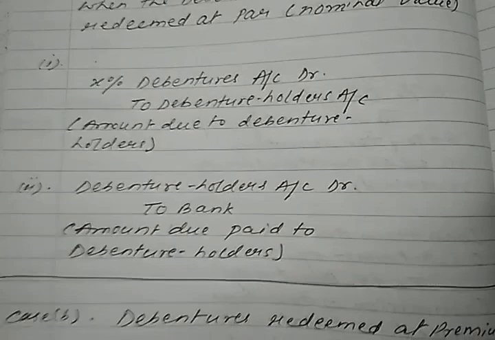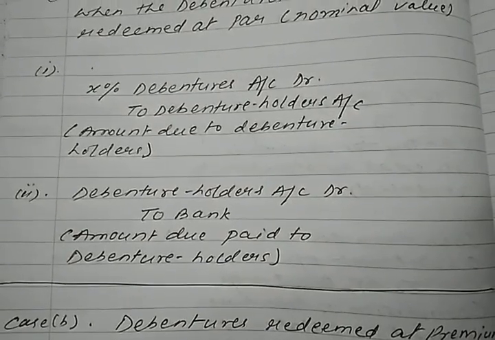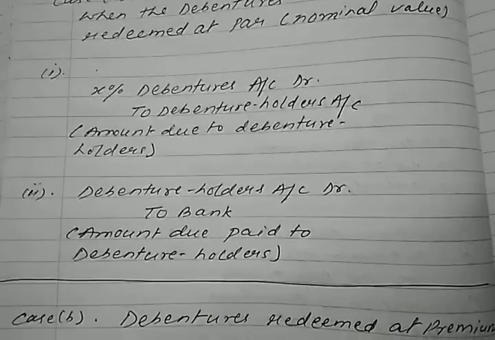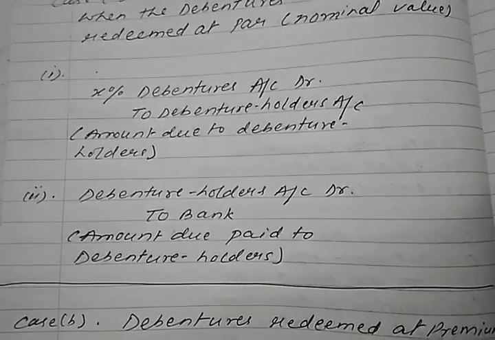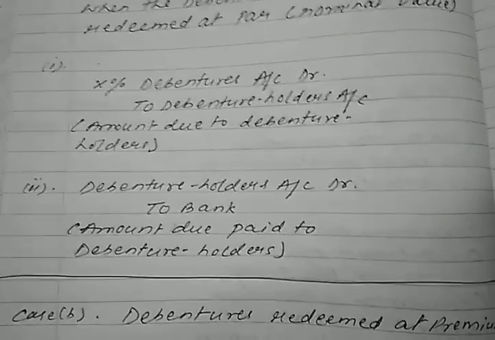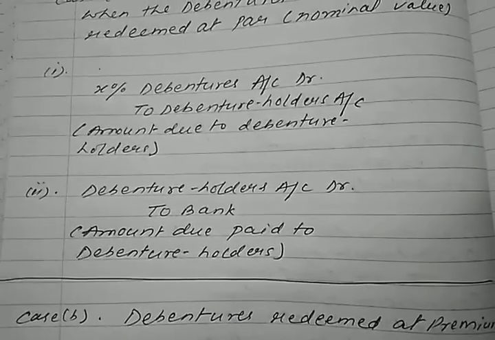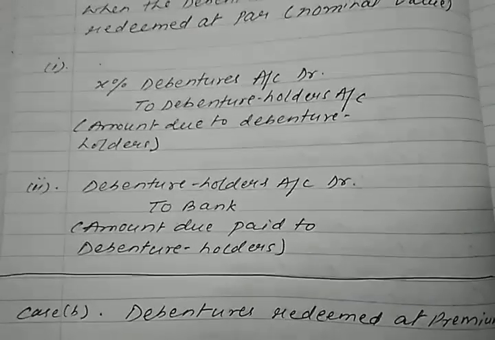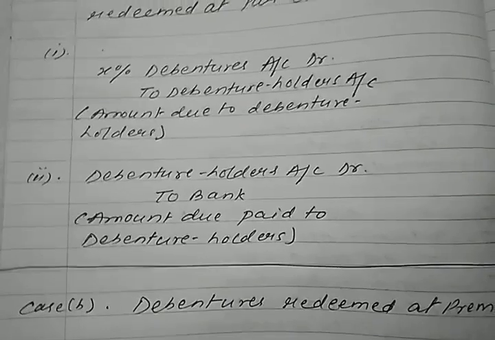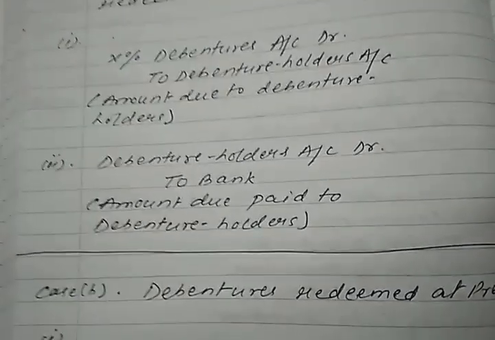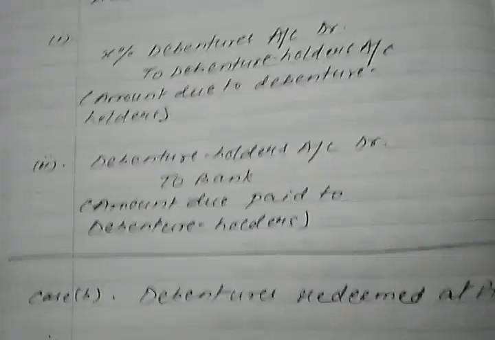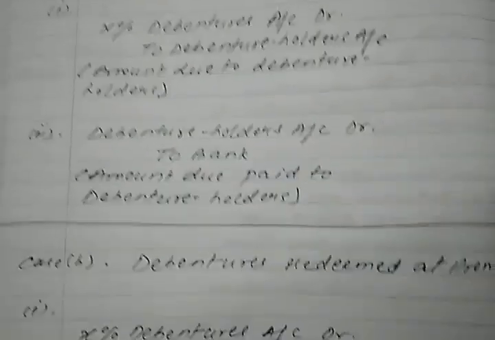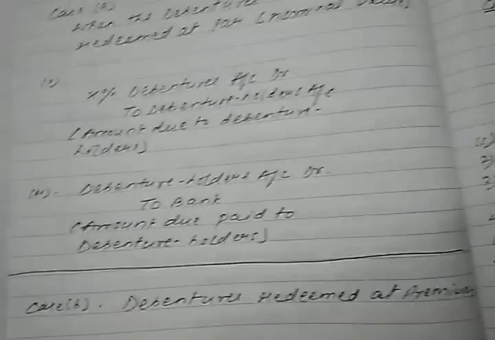We are making payment to the debenture holders by way of cheque. So our bank account will decrease. Bank being our asset and is decreasing, in accordance with the rule of debit and credit, it will be shown on the credit side. So the journal entry to be passed here is debenture holders account debit to bank. Amount due paid to debenture holders.